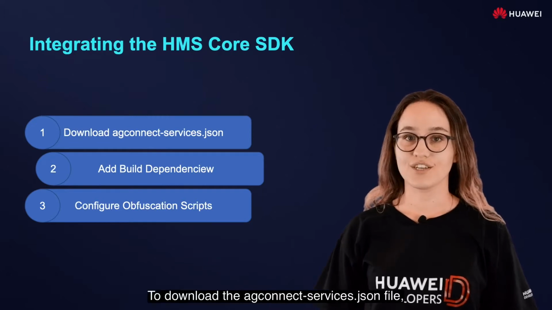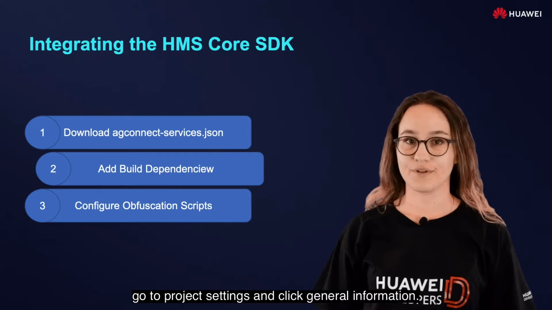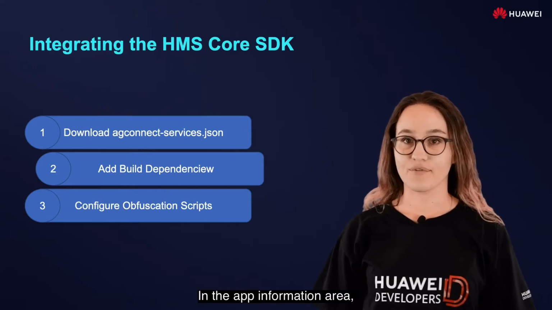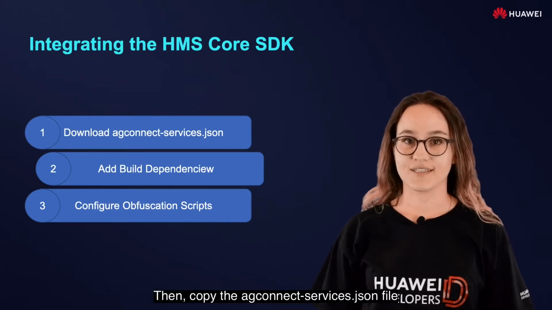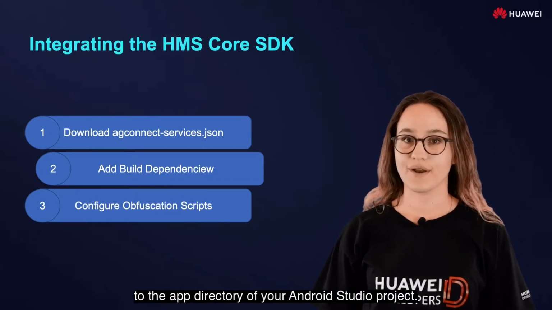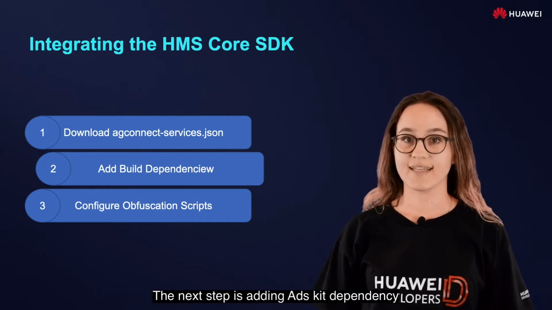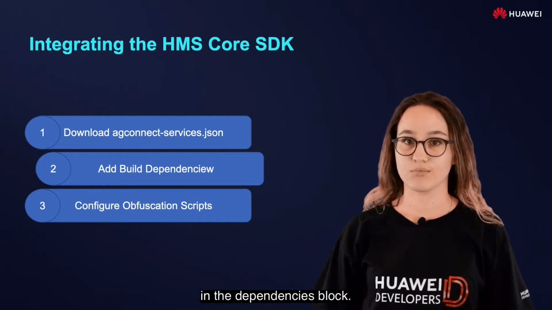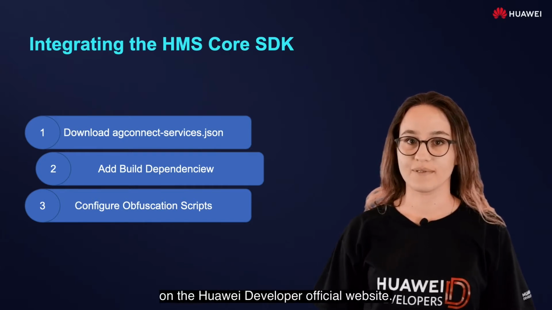To download the agconnect-services JSON file, go to Project Settings and click General Information. In the App Information area, you can download the file. Then copy the agconnect-services JSON file to the app directory of your Android Studio project. The next step is adding the Ads Kit dependency in the Dependencies block. You can find the latest version on the Huawei Developer official website.